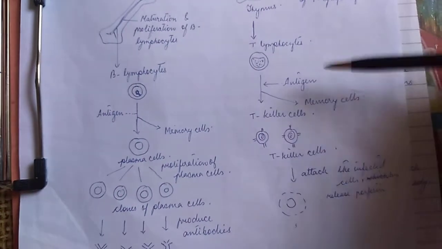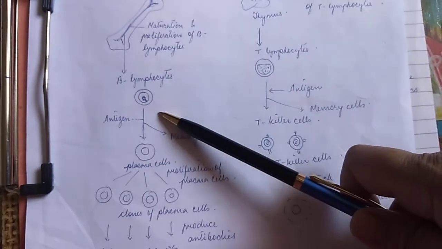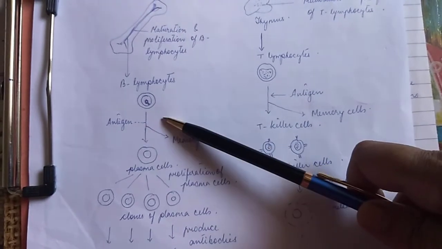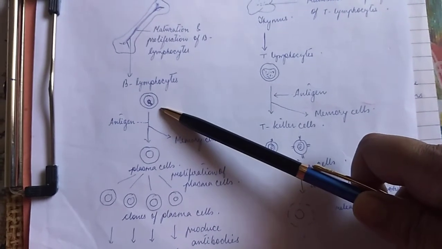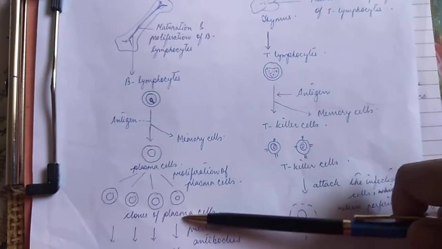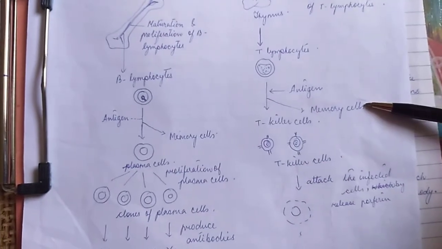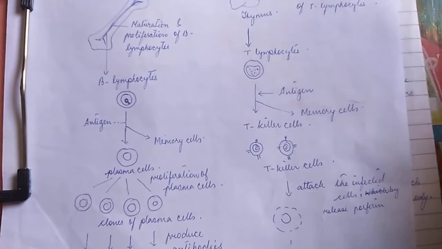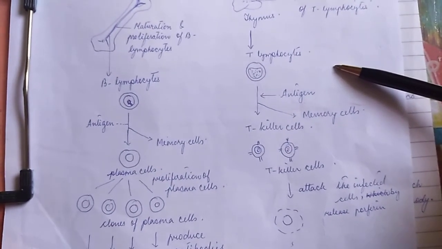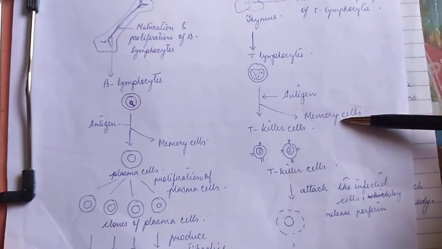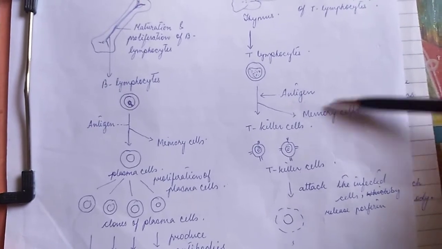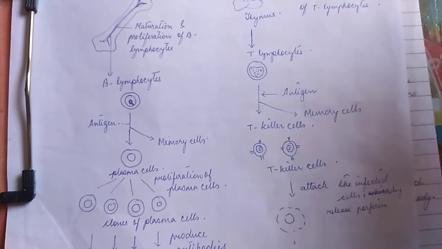Whereas T helper cells help the B lymphocytes, or you can say stimulate the B lymphocytes, to produce antibodies. Memory cells have the same function. When the body is attacked by the same microorganisms, the action is a little bit faster than the first attack.